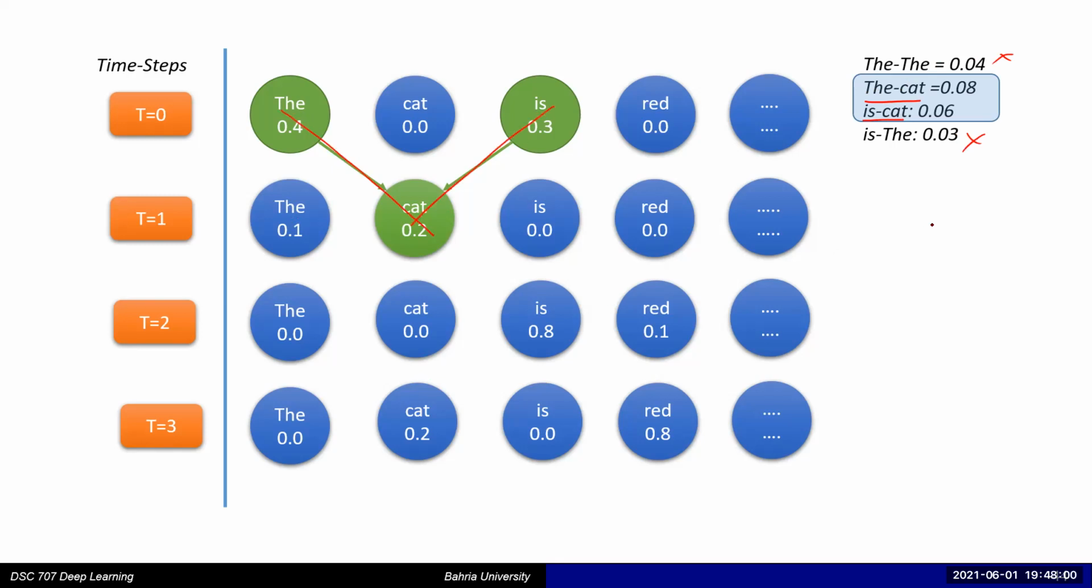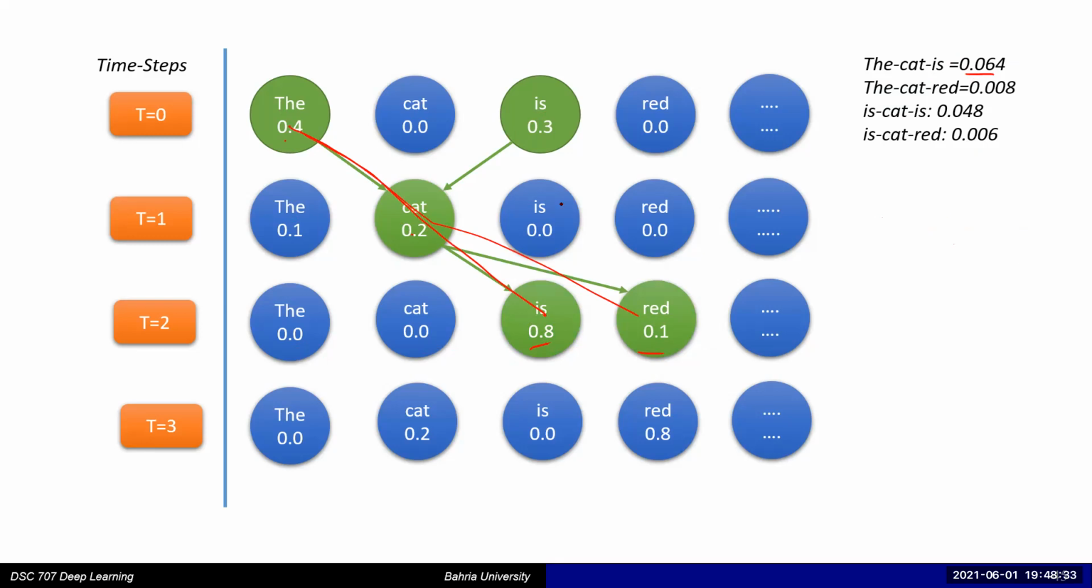Now we fix "the cat" as the first and second words, and we search for the third word. If the first word is "the" and the second word is "cat", what are the most likely choices for the third word? Maybe they are "is" and "red". Now what is the probability of this sequence? "The cat is" is 0.4 into 0.2 into 0.8, which is 0.064. Similarly, you can multiply them together for "the cat red", and the same process you repeat for the sequence "is cat".